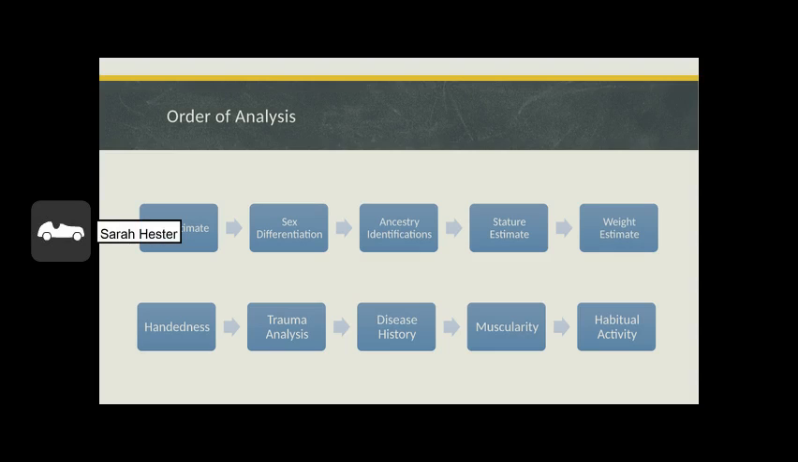There is a specific order of analysis that is followed when scientists begin the process of identification determination. This order is age estimate, sex differentiation, ancestry identifications, stature estimate, weight estimate, handedness, trauma analysis, disease history, muscularity, and habitual activity.